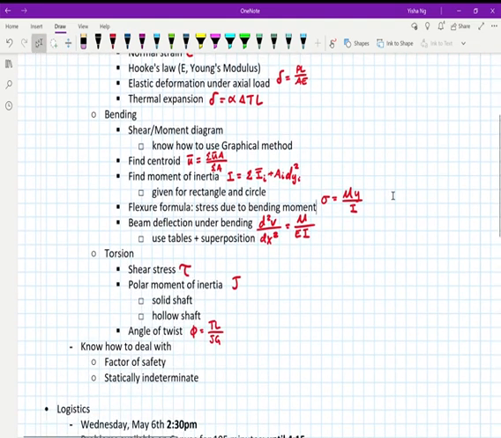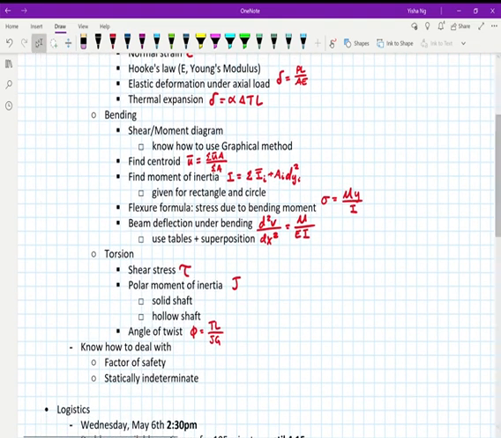Okay, the last free response question is torsion. So that's shear stress due to torsion, tau. You might have to use the polar moment of inertia. You don't have to worry about torsion for anything other than a round shaft, but you should know that the polar moment of inertia is different for a solid shaft and a hollow shaft. You might also have to use angle of twist. Phi is TL over JG.